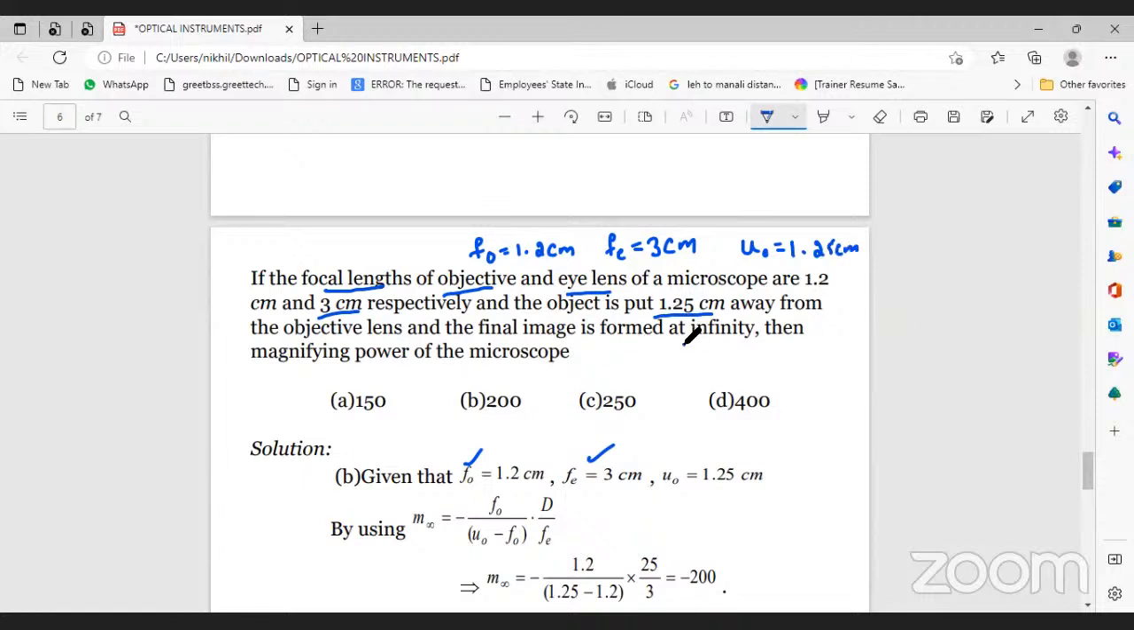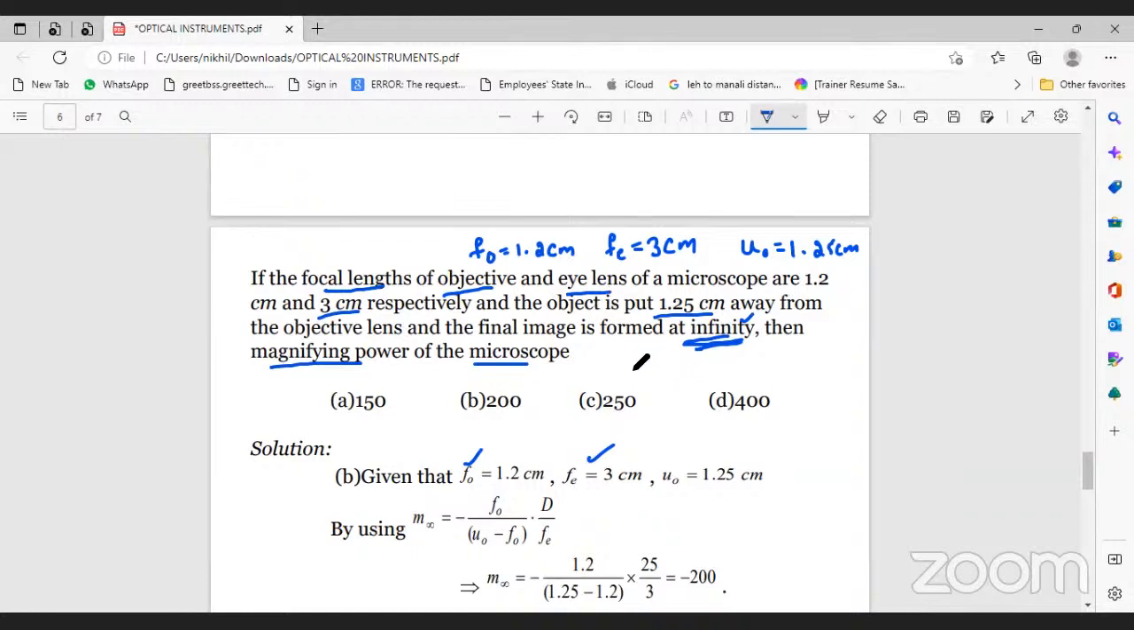Where is the final image formed? Infinity, sir. Now, the magnifying power of the microscope they are asking. Can you tell me whether it is a simple microscope or a compound microscope? Because in the question they have not told whether it is a simple or a compound microscope. So compound, sir. Why is it compound, Ajay? Sir, it has an objective and an eyepiece. Very good. Since they have given the objective lens and the eyepiece, it must be a compound microscope.